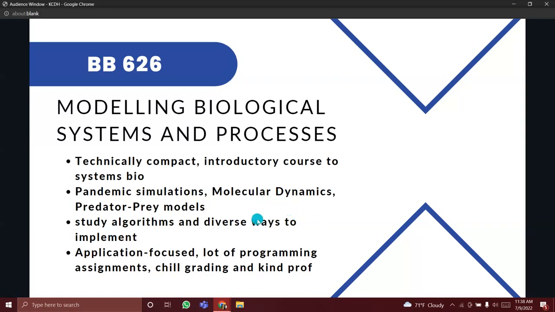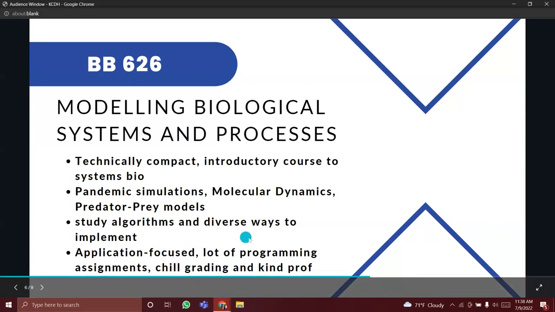discussing molecular dynamics. We also did predator-prey models, which are, take predators, take prey, and see who dies out first. So there was a very diverse amount of applications that 1 or 2 algorithms were used for, and it was a pretty good course, I'd say.